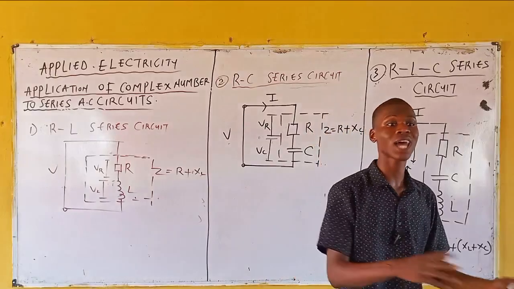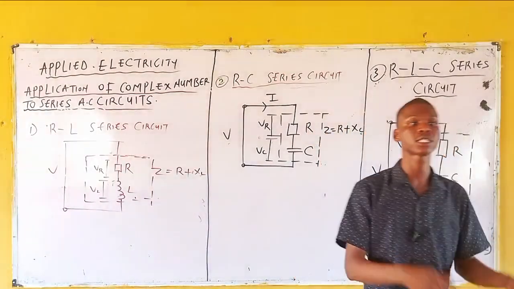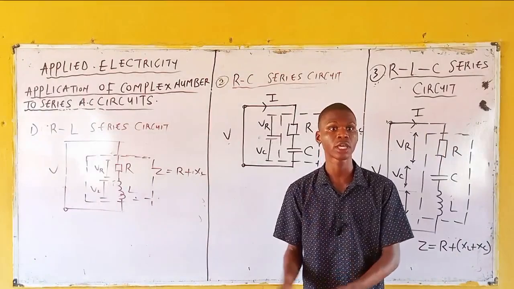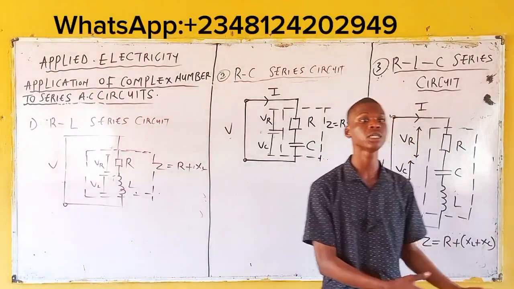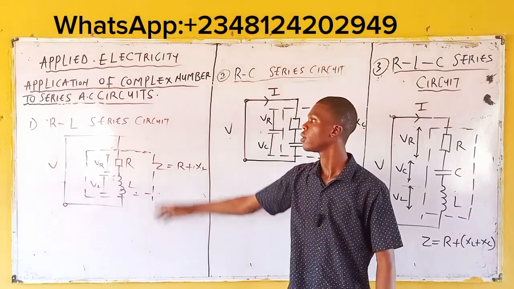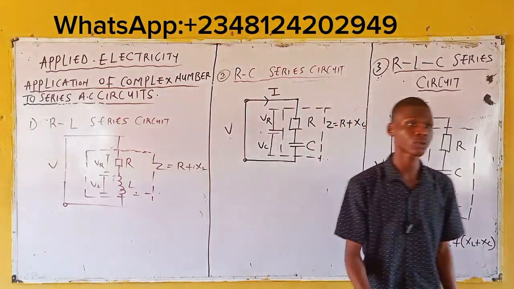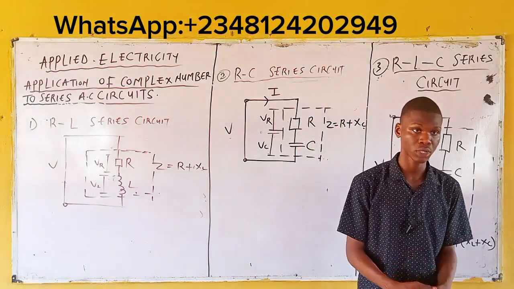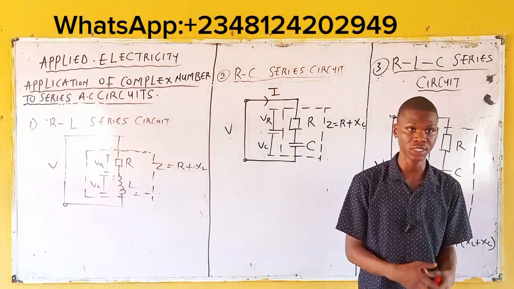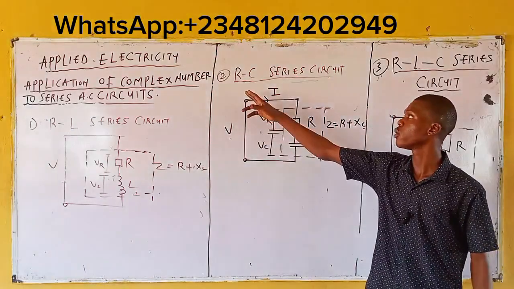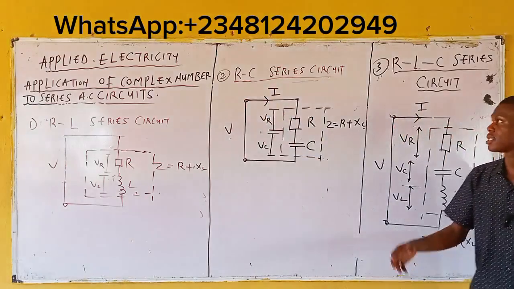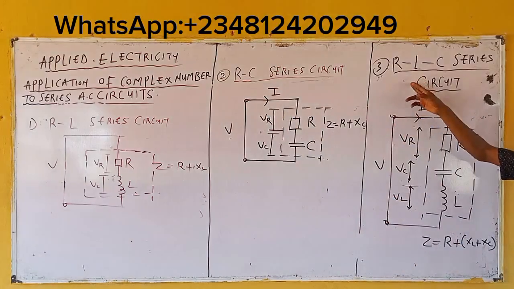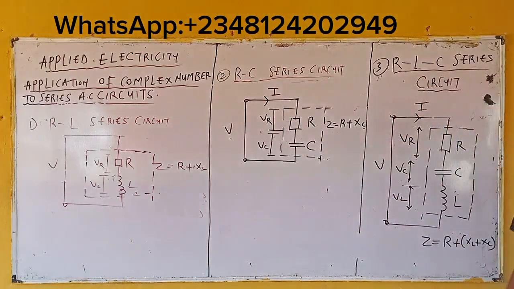We've seen the concept of lagging and leading in each circuit diagram, whether it is a resistor, inductor, or capacitor. We've seen how it works. Now, let's see when your resistor and your inductor are together, meaning they are in series. Let's see when your resistor and your capacitor are in series. And lastly, let's see when your resistor, inductor, and capacitor are in series.